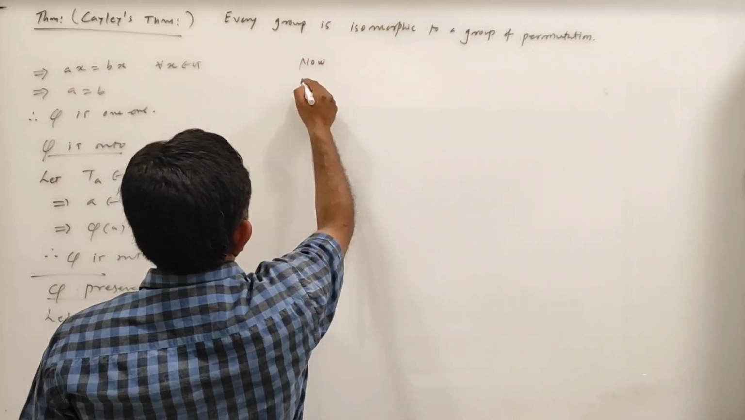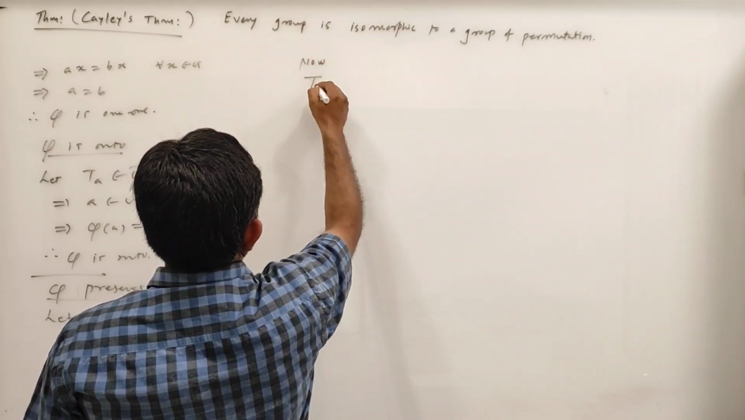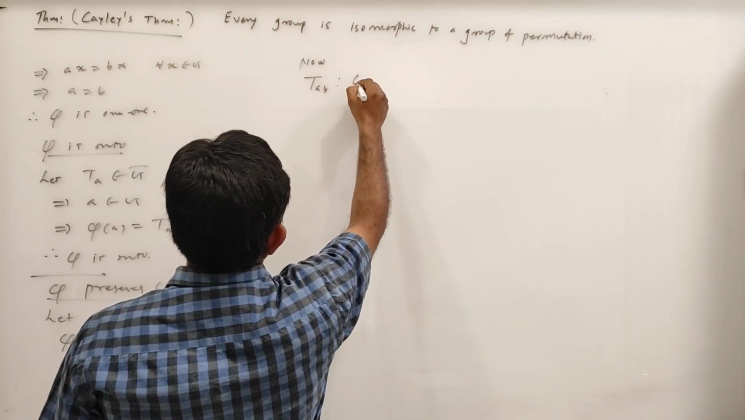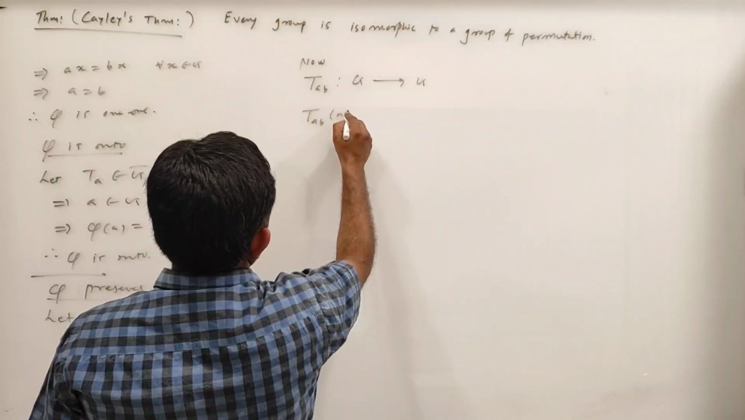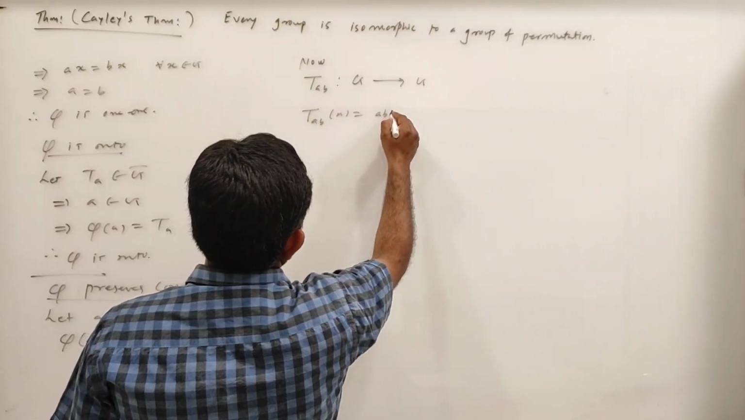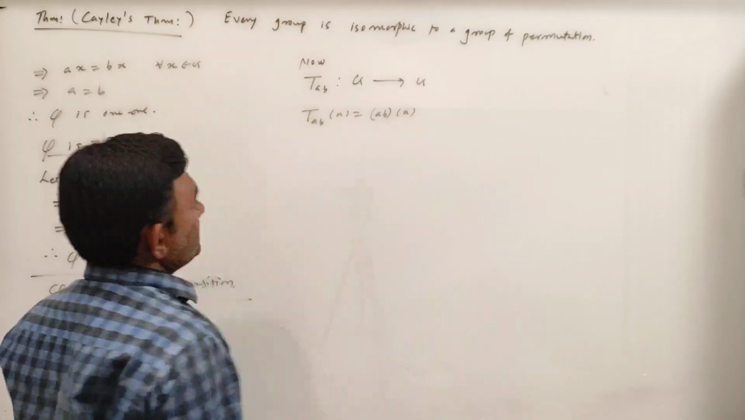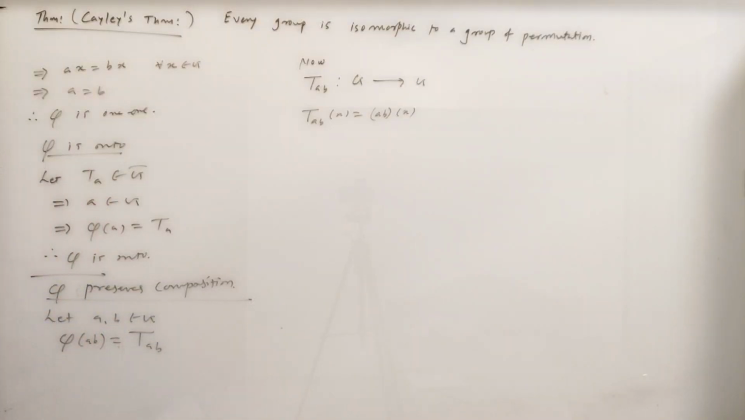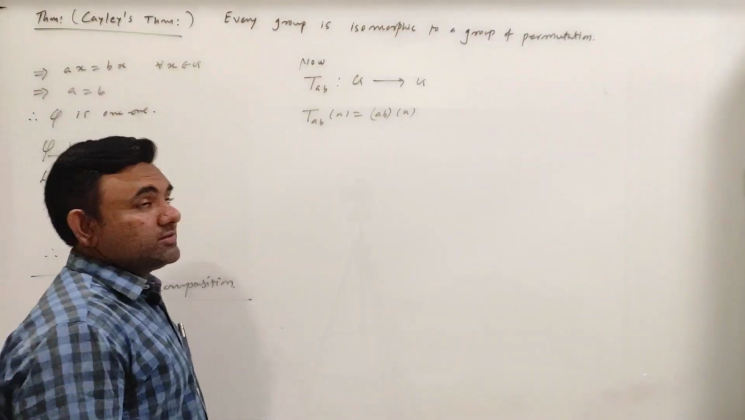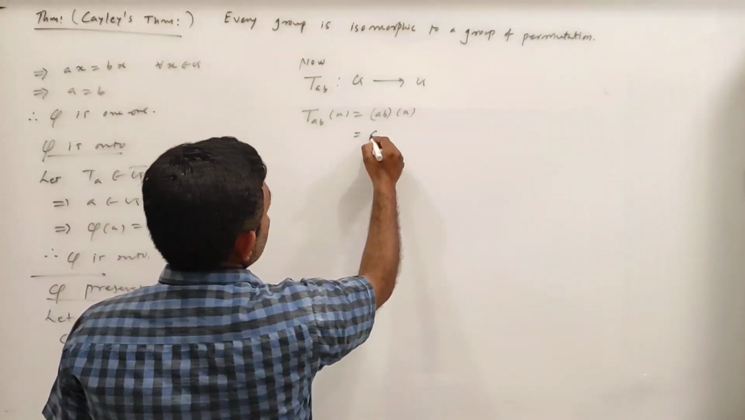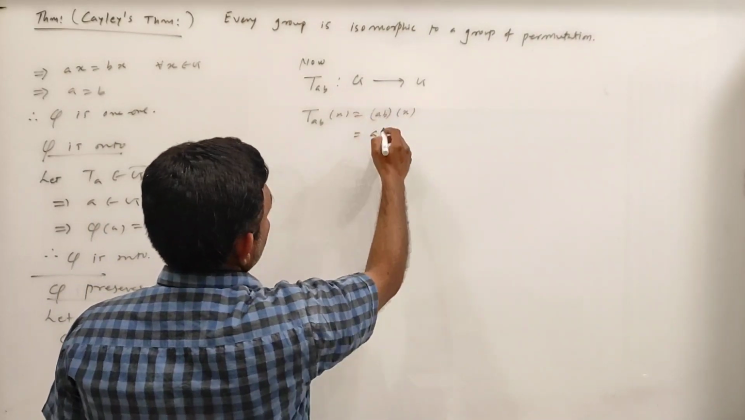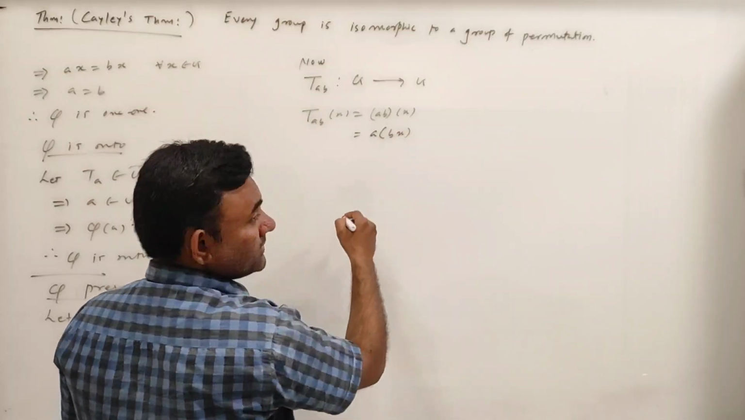Now, what is T_AB? T_AB will be a mapping from G to G, and it is defined as T_AB at X is equal to AB at X. We can define it in this way, by definition. So now A, B and X are elements of G, and G is a group, so we have associativity, so it is A(BX).